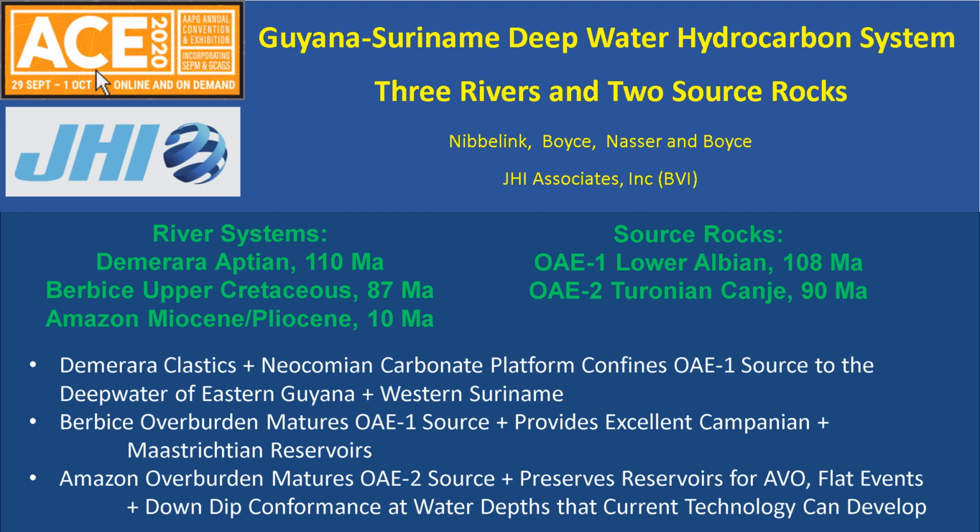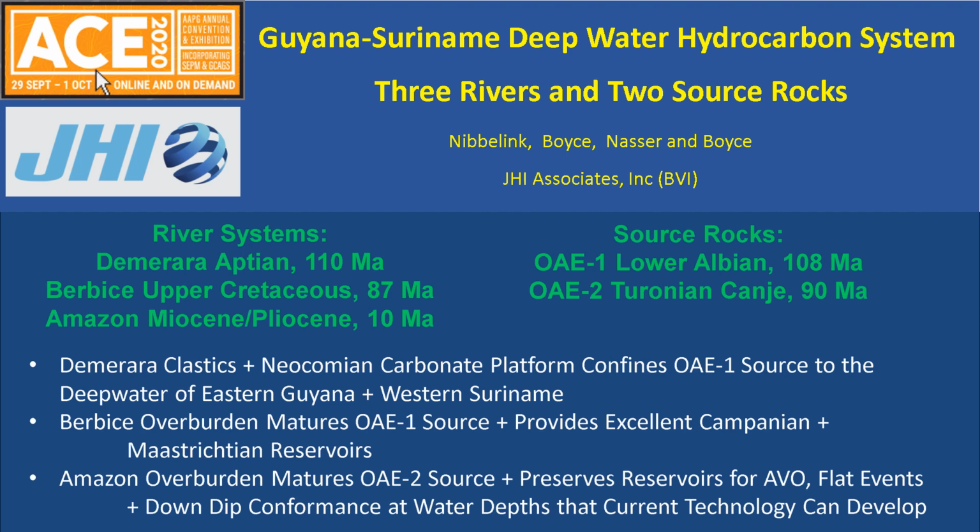The story starts with the Lower Albian source rock being deposited in the deep water, surrounded by the Neocomian carbonates and the Demerara clastics on the east side. The second part of the story is the massive Berbice river system, which dumps a tremendous amount of sediment into the basin from a canyon system and matures the OAE1 source rock. It also provides excellent quality deepwater reservoirs in the Campanian, Maastrichtian, and Santonian.